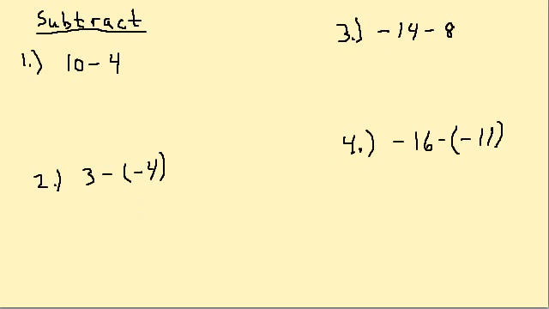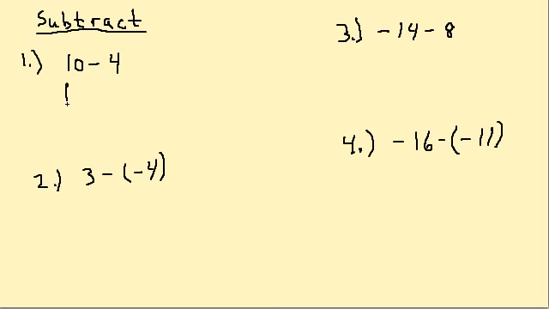Now let's take a look at subtraction. To subtract, what we want to do is change it to an addition problem. So what we do is we change the sign of the second number and then change it to an addition problem. So we have positive 10 minus positive 4.